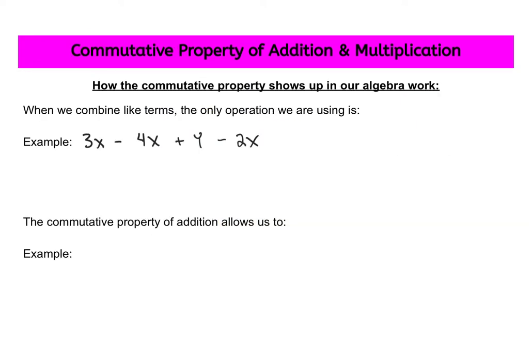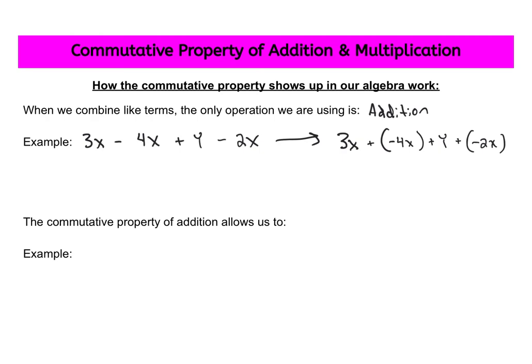The commutative property is really helpful when we are working with combining like terms, because when we are combining like terms, the only operation we are really using is addition. For example, with an expression like 3x minus 4x plus y minus 2x, we can rewrite this expression using only addition. It would look like 3x plus negative 4x plus y plus negative 2x. And this shows up when we build tile models.